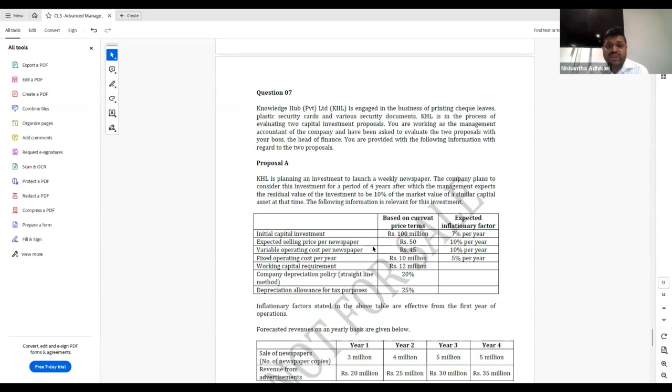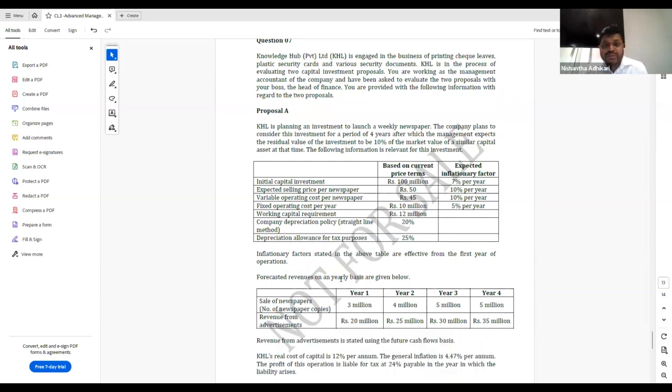KHL is in the process of evaluating two capital proposals, project appraisal, two proposals to be evaluated. You are working as the management accountant of the company and have been asked to evaluate the two proposals with your boss, the head of finance. You are provided the following information with regard to the two proposals. Okay, read. Proposal A.